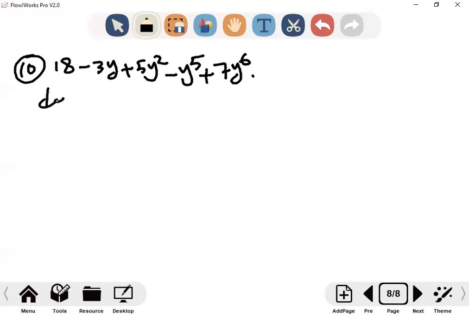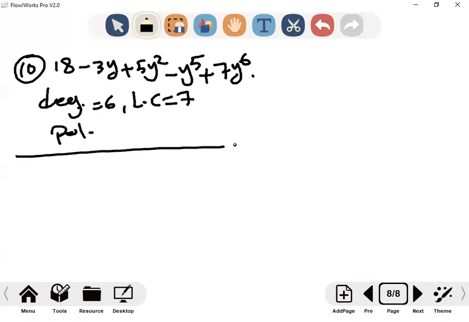So the degree equals 6, leading coefficient equals 7. Is it polynomial? Yes, it is polynomial. No problems. Question 11: u power 3 plus 4u power 2 t power 2 plus t power 4.